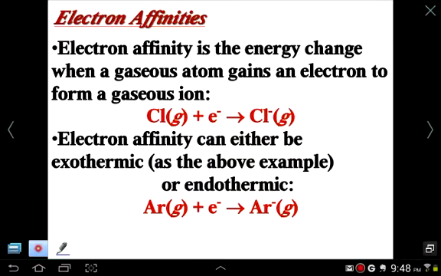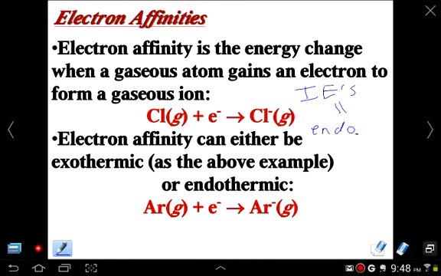Now electron affinity can be either exothermic or endothermic. Remember we said that ionization energies are always endothermic. You always have to put energy in to remove electrons. So IEs are always endothermic because if you want to remove an electron, you have to use energy. For electron affinities, they can be positive or negative. If the element gains stability, then it will release energy. You can think of it as releasing, or as thanking you and giving you some energy.